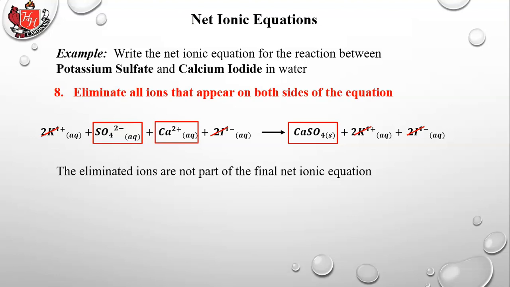Those are called spectator ions because they just watch. They're like spectators at a football game. They just sit in the stands and they watch. They did not take part in the chemical reaction.